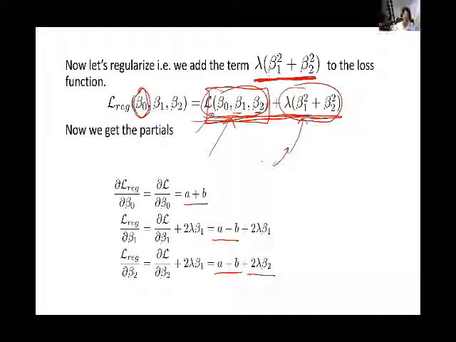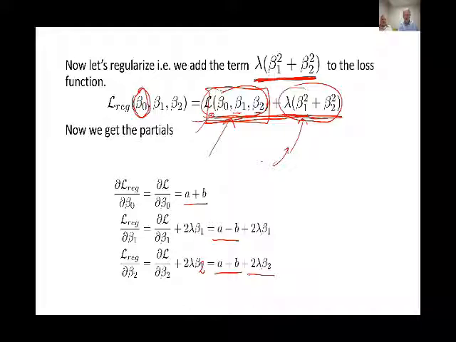Hey, Niels, just a minor thing. There is a typo there on the last line. It should be 2 lambda beta 2. The partial with respect to beta 2 is the original term a plus b plus here it should be, yeah, you're right. Yeah. Here, yes. Right.